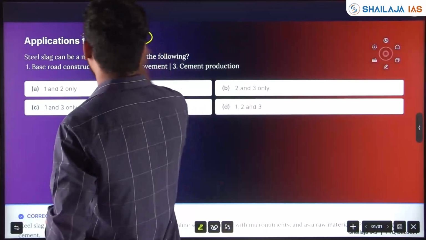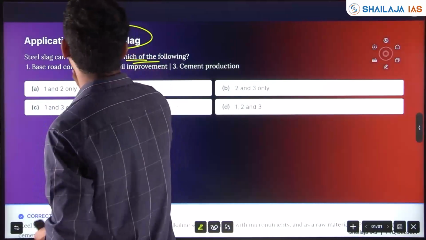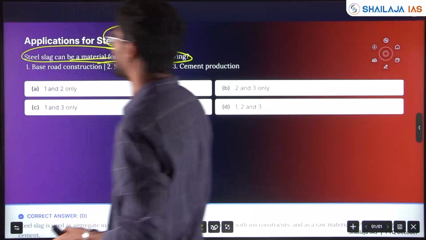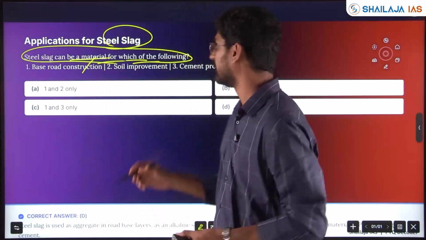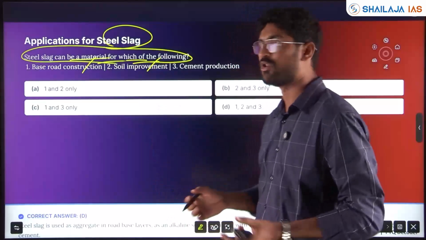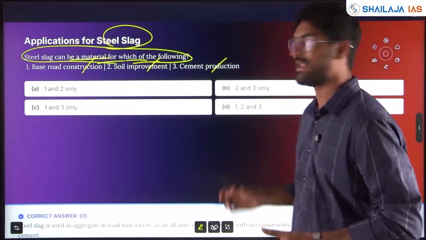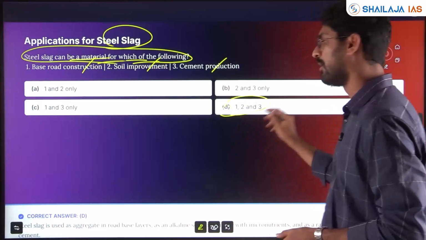Application of steel slag. Steel slag can be material for which of the following? Steel slag can be used for which of the following is what it's asking. Base road construction you can use. Soil improvement, yes you can use. Cement production, yes you can use. These kinds of statements, all of the above.